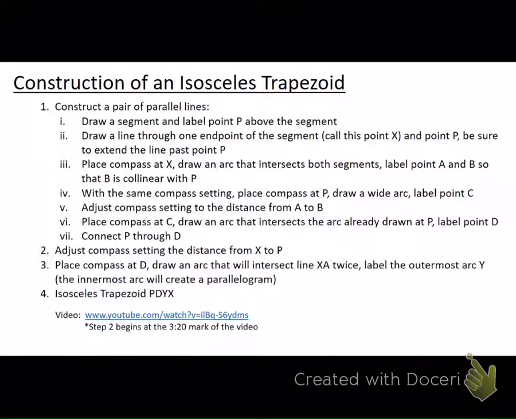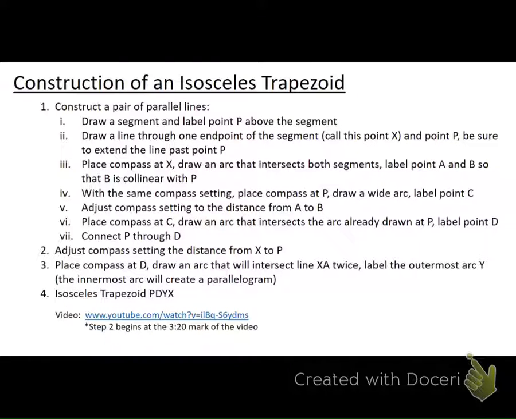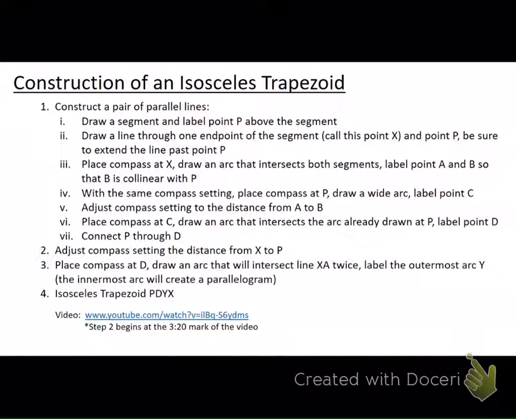Okay, so we now need to make an isosceles trapezoid. An isosceles trapezoid means two of the sides are congruent. The leg sides, for that matter, not the parallel sides. So we have the base sides done. So we need to make the same length as XP from D. So we're going to adjust the length of the compass to measure the length of XP. So measure the length of XP now with your compass.